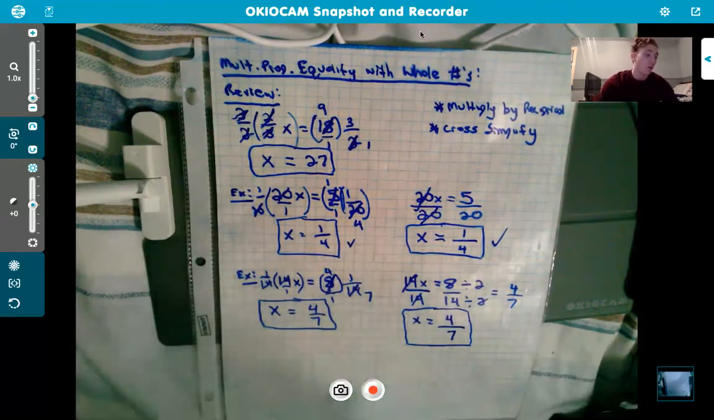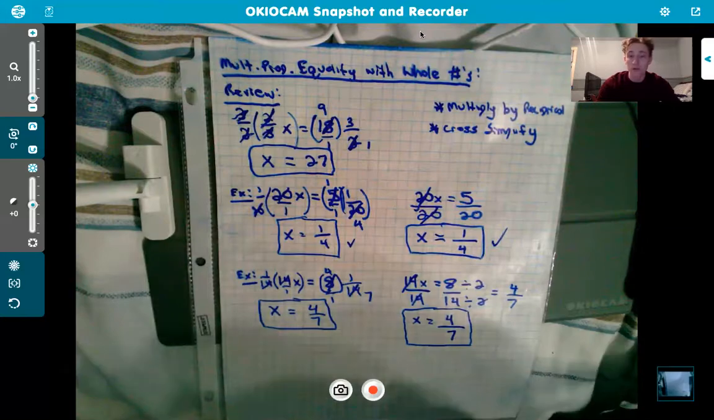Okay. With this being completed now, you will be able to complete the ALEKS homework assignment that is in ALEKS for today, in that program for today, on multiplication property of equality with whole numbers.